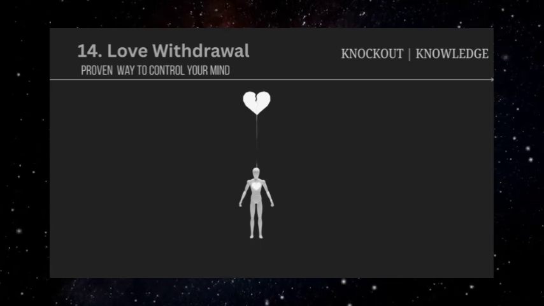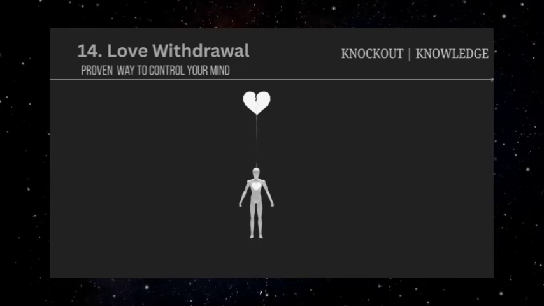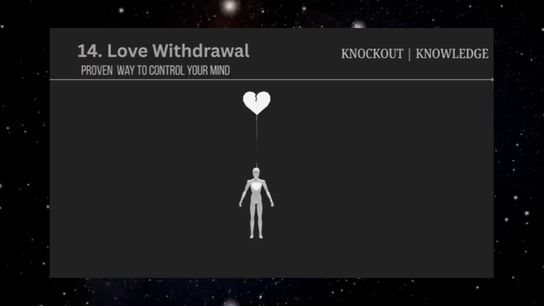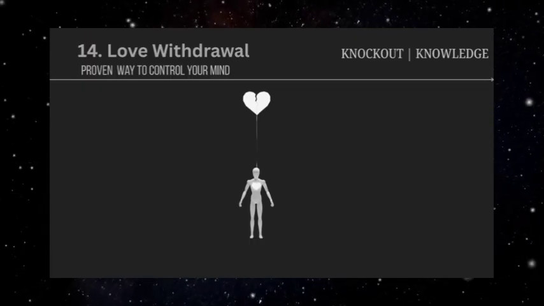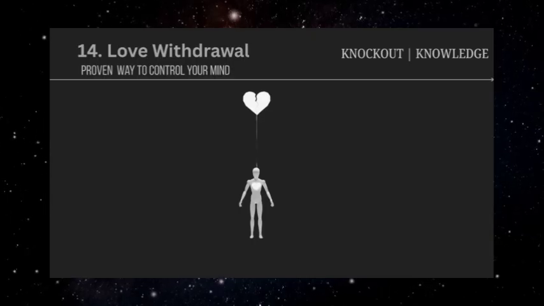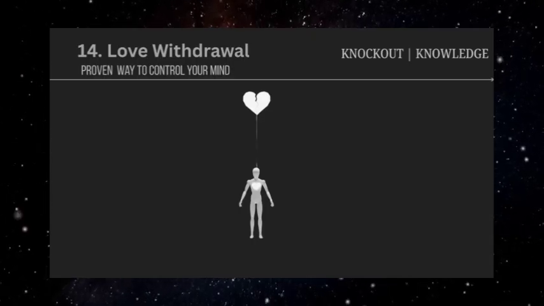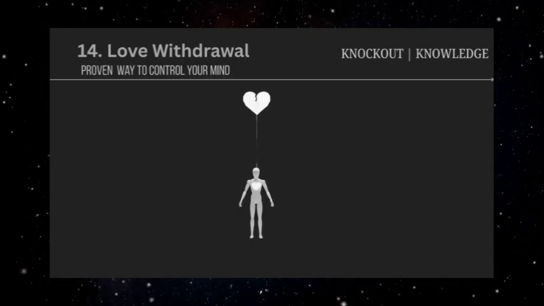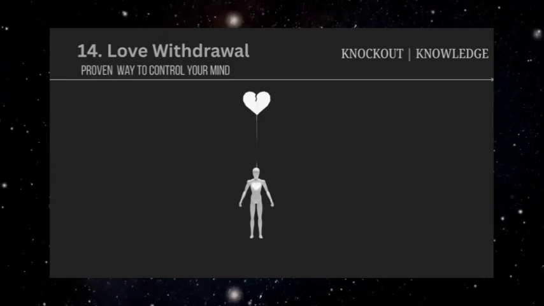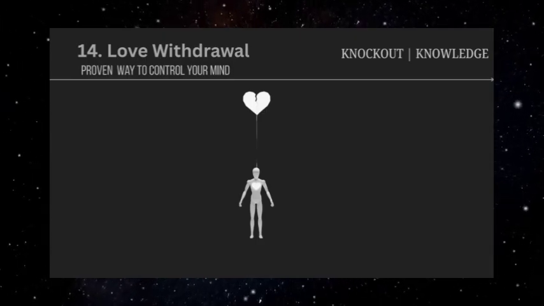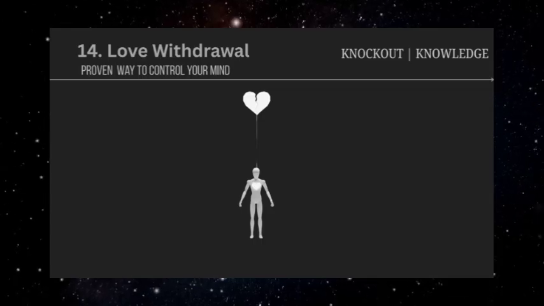Friendship dynamics can also involve love withdrawal, where someone becomes distant and cold when their friend doesn't prioritize them sufficiently, agree with their opinions, or meet their emotional needs. The withdrawing friend might stop initiating contact, become brief and unresponsive in communication, or exclude the other person from activities, all without directly explaining what's wrong.